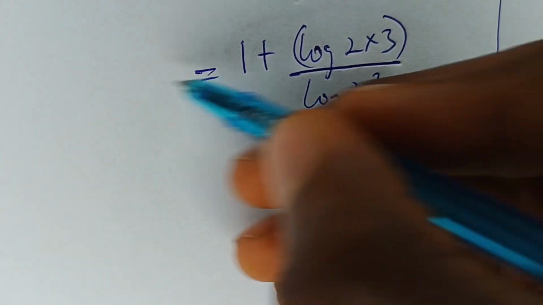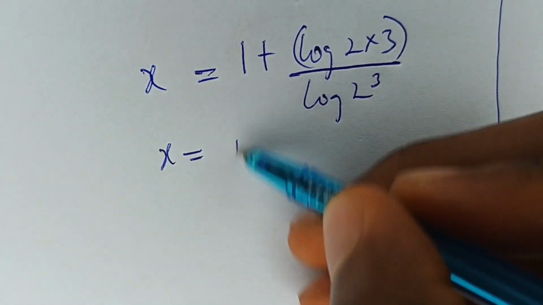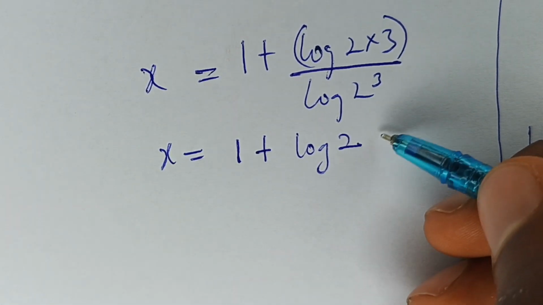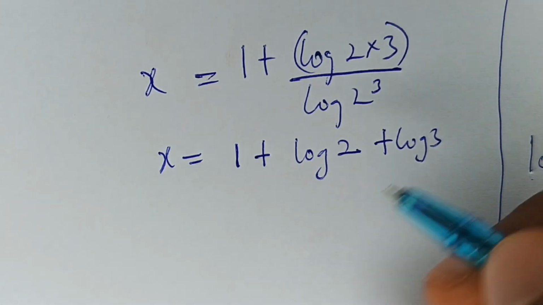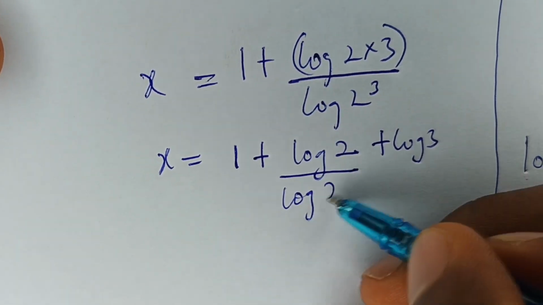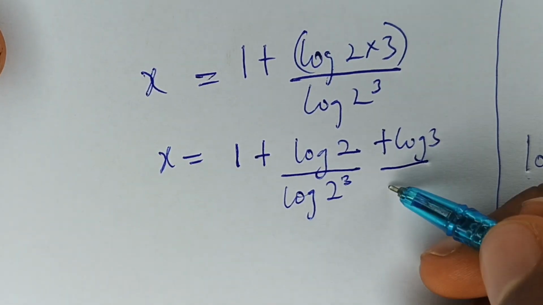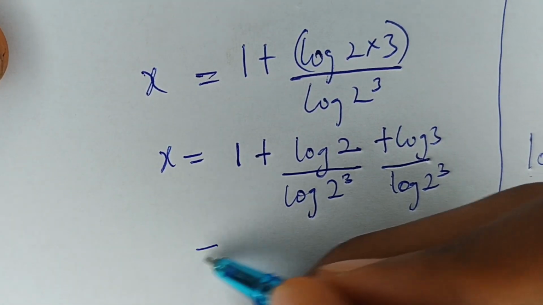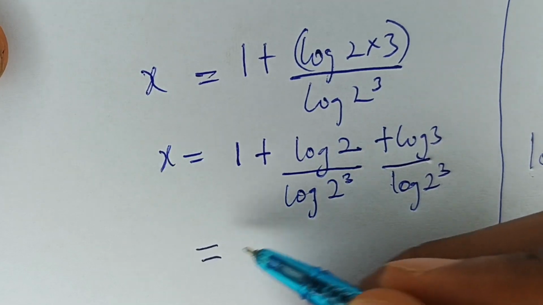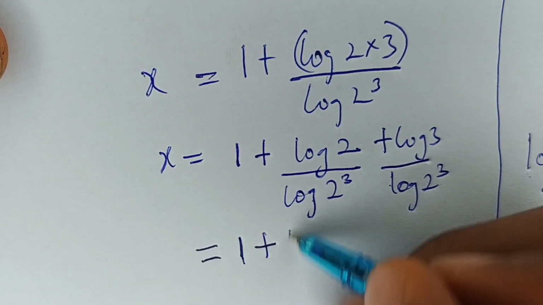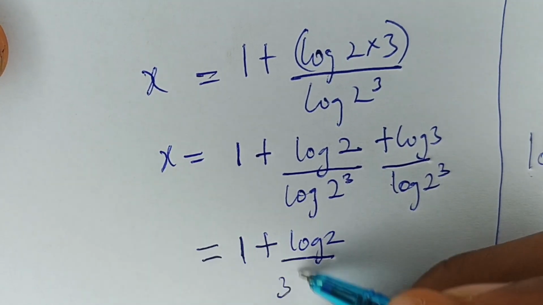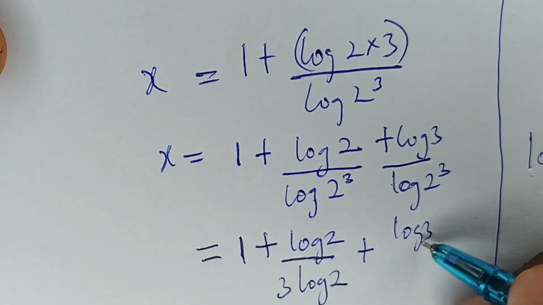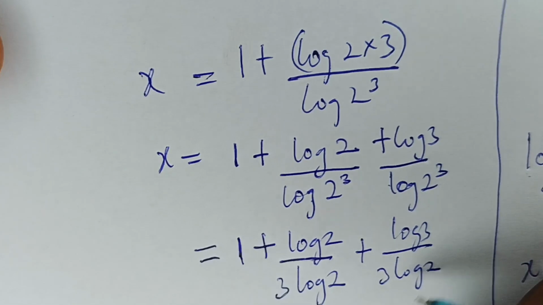Moving on, our x now becomes equal to 1 plus, again, log of 2 plus log of 3, okay, over log of 2 raised to power 3. Now remember that this thing can become equal to what we had before. So we have 1 plus log of 2 over 3 times log of 2. Okay, and this one becomes equal to log of 3 over 3 times log of 2.